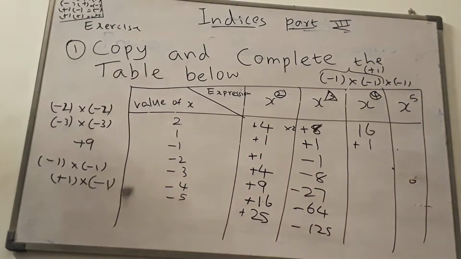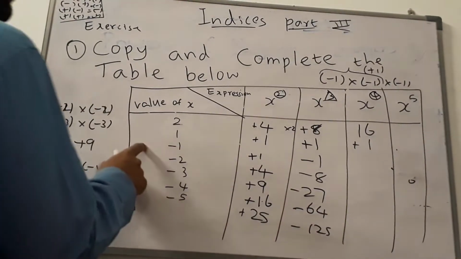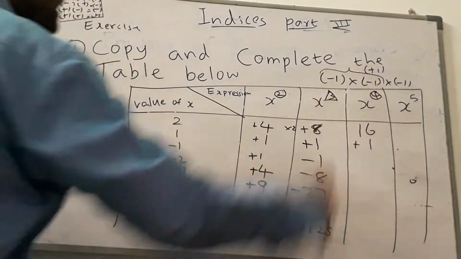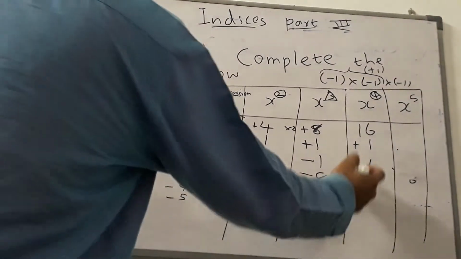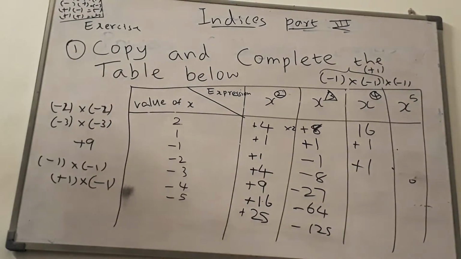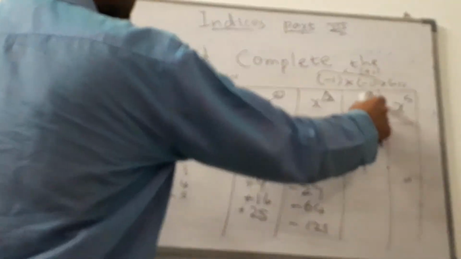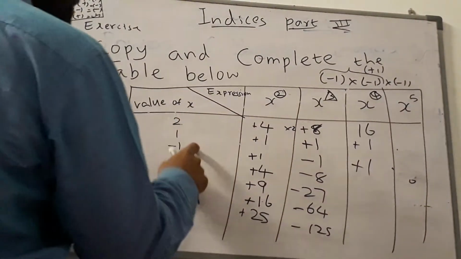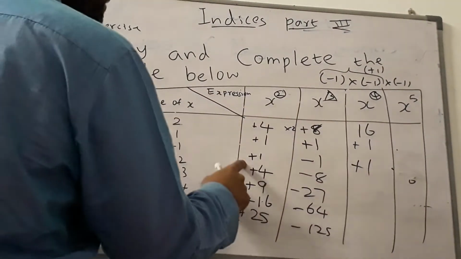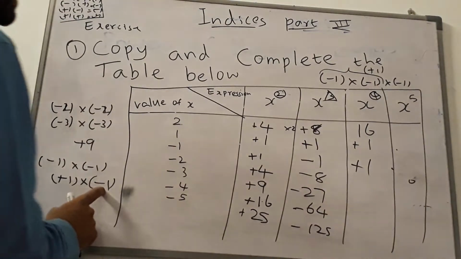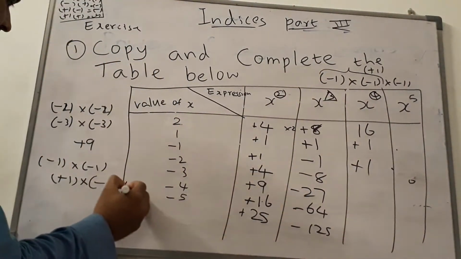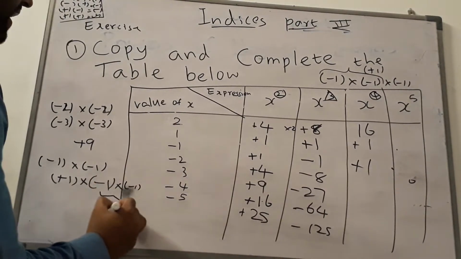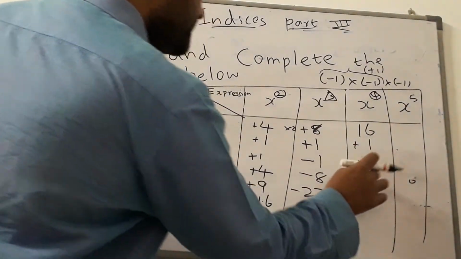Plus 1. Next is minus 1. The index is even. What happened? 1. Okay, is it minus or plus? Plus. Why? The index is an even number. Minus 1 times minus 1, plus 1. Plus 1 times another minus 1, minus 1, and that minus 1 and another minus 1 means again plus 1. So this is plus 1.